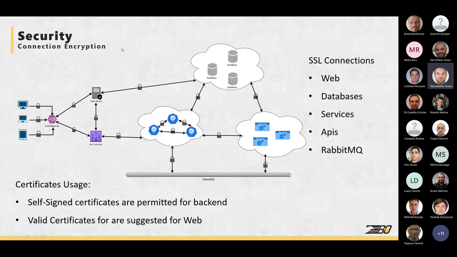About the connection, this is a picture similar to the previous picture that you have seen, and this is the part related to the connections that are encrypted in the system. Actually, we have encryption at different levels. We use certificates at different levels, for example, from web browser to load balancer, and from load balancer to other services like the auth service, API gateway, other BFF, and database.